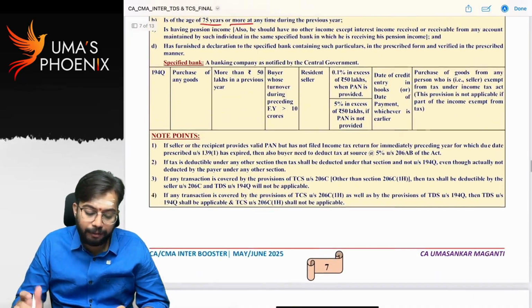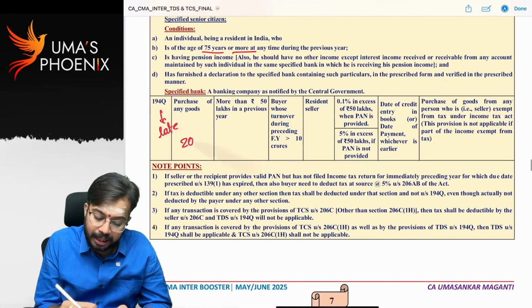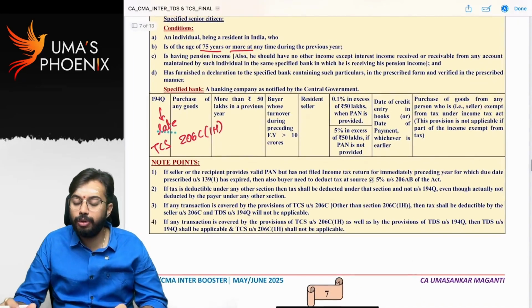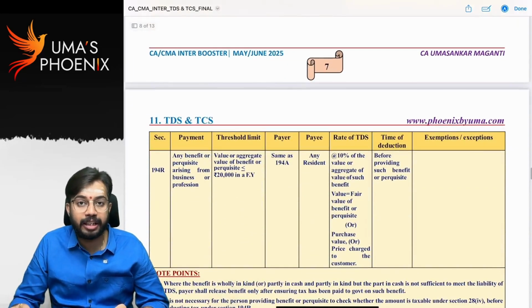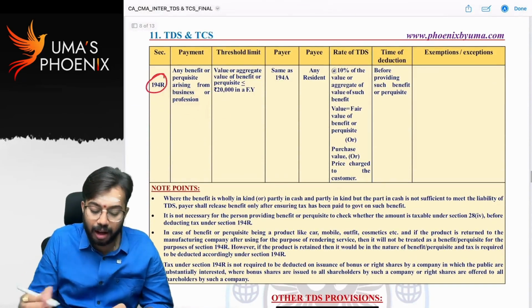Next, 194Q. This will be discussed later, along with when I explain TCS under section 206C(1H). Along with the TCS under section 206C(1H), I will explain TDS under section 194Q. Now, let us discuss 194R.